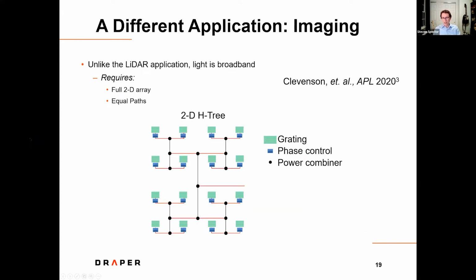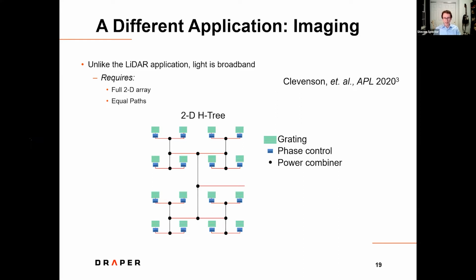Okay, so I'm going to switch gears a little bit and talk about what we were doing at Draper, which is something different. We're not trying to steer a beam for a LiDAR or to point a beam in a particular direction. What we're really trying to do is image. And so unlike the LiDAR application, when you're imaging, you don't have control over the wavelength. In fact, you want to collect a lot of wavelengths at once. And so you have a very different requirement here.